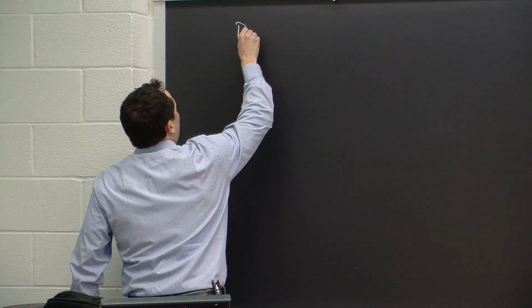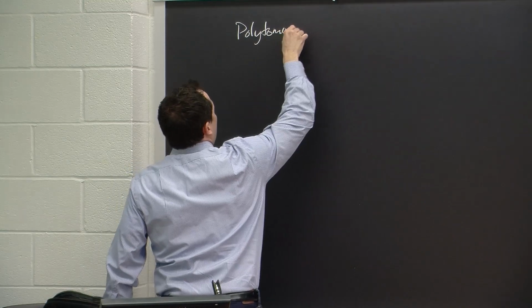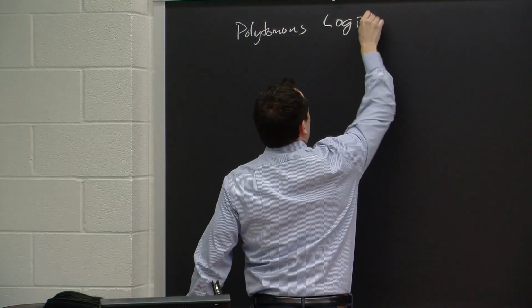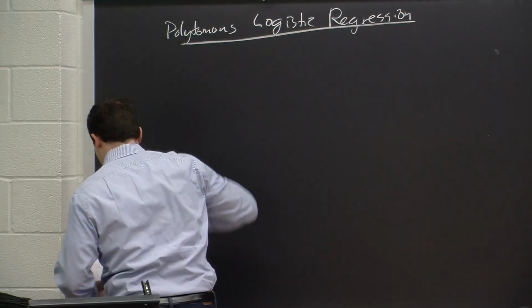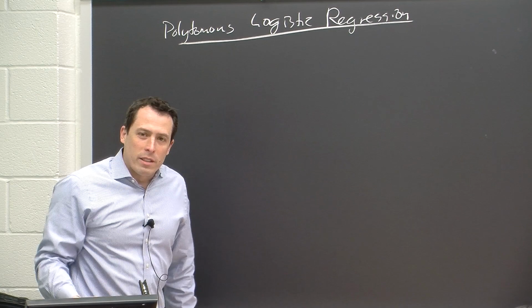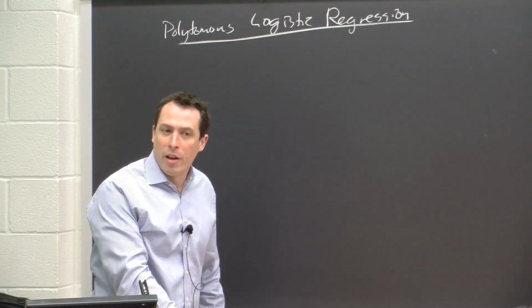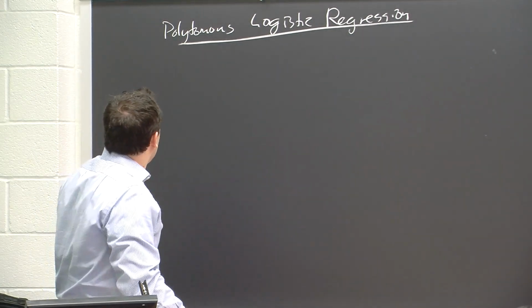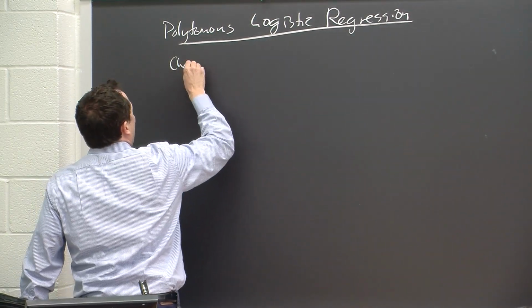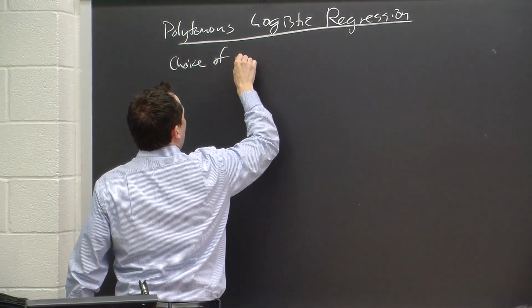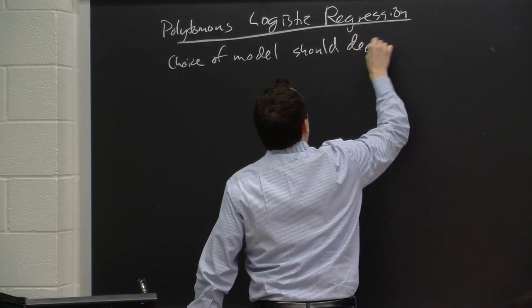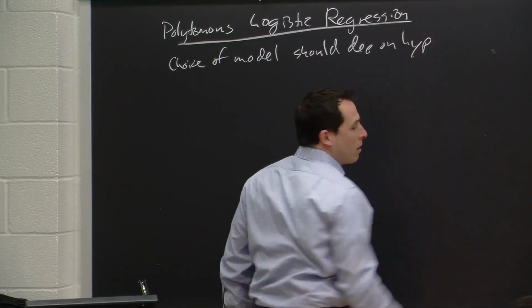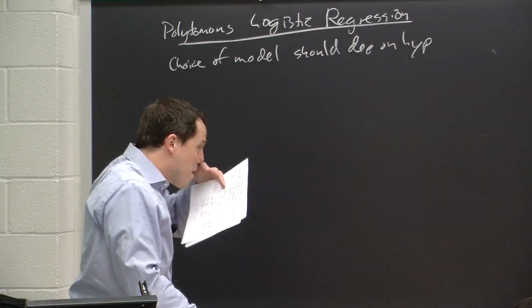to review our ideas about polytomous logistic regression. We have a lot of choices of models, as opposed to some of the other situations that we've seen here. There are certainly popular ones, but of course, as always, your choice of model should depend on your hypothesis and the structure of the data, and what it is that you want to measure.